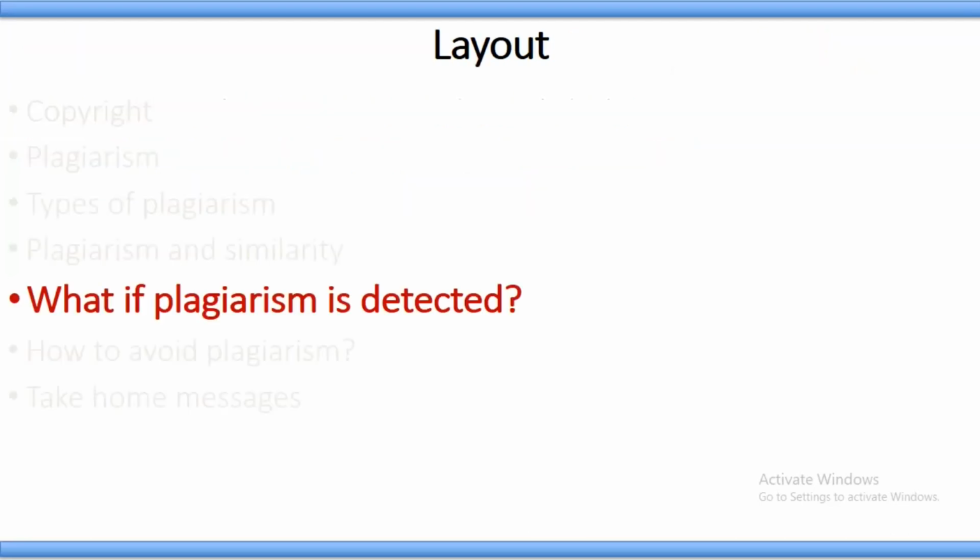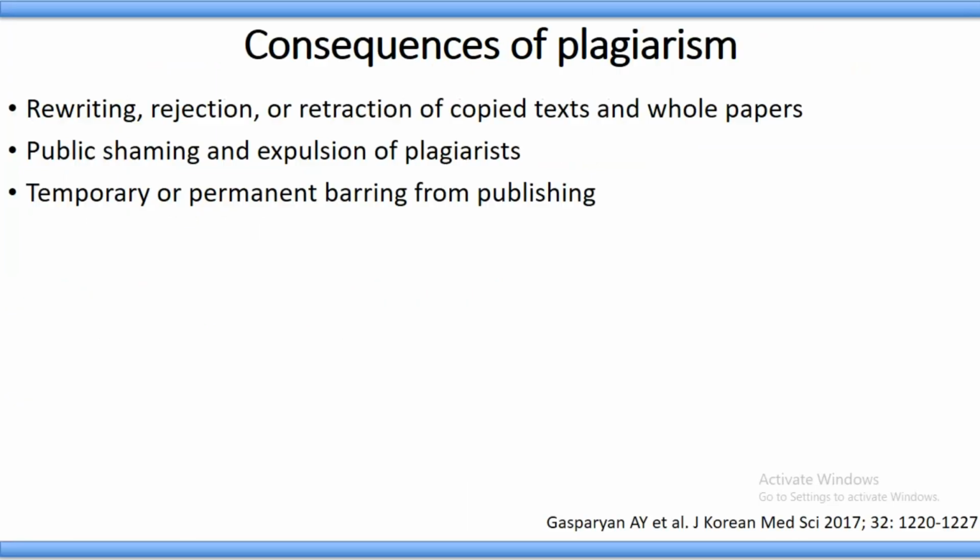What happens if plagiarism is detected? You should not be scared of plagiarism. You could be asked to rewrite your thesis, your papers could be rejected, and if your thesis or paper has been published, then retraction of either part or whole of the paper may happen. Obviously, it's a public shame, and institutes may expel such people who indulge in plagiarism. Journals may bar people who indulge in plagiarism either for a period of time or say never submit to our group of journals again. So these could be the consequences.